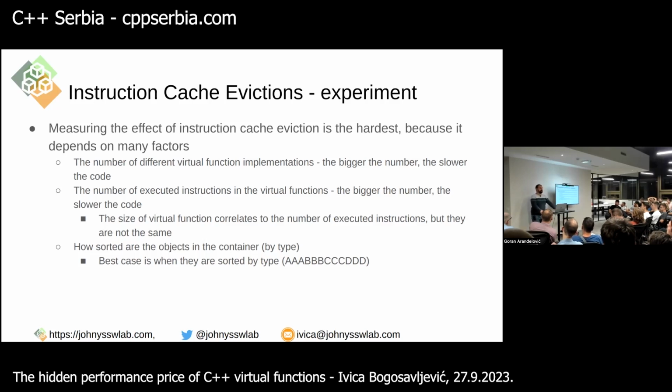And the last thing is how sorted the objects are in the container. Again, we have this problem of sorting. They could all be sorted by type, or random, or something else. The best case performance-wise is when they're sorted by type. So we have A, B, B, B, B, C, C, C, C, D, D, D, D, and so on. The worst case is when you have what? Mixed.